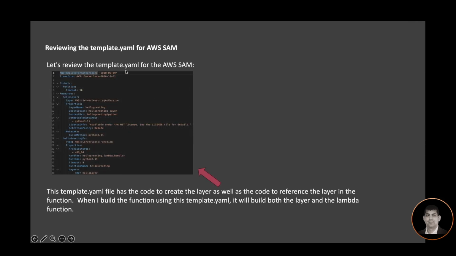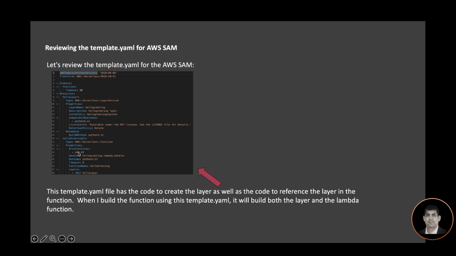Let's review the template YAML for the AWS SAM. If you look at it here in this YAML file, I have two key resources defined. The first resource here is hello layer, and this is the layer that I'm going to create using this SAM template. It has the layer name, the description, content URI. This is where the code related to this layer is. And then we are using a runtime of Python. And then I have the retention policy as well as the build method using the Python 3.11 runtime.